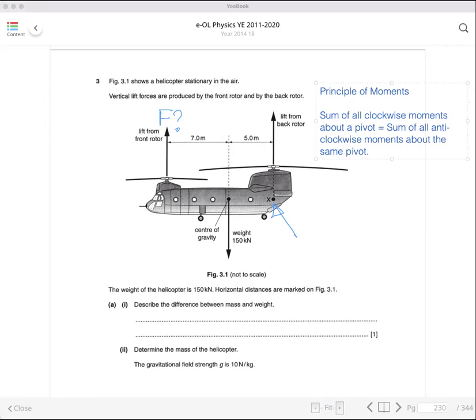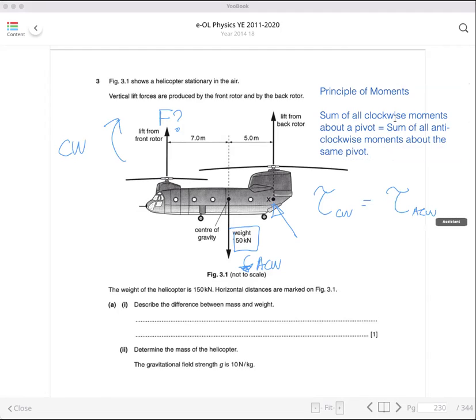So this weight alone, on the pivot X, creates an anti-clockwise moment. Understand? And then the F about the pivot. Just imagine you have a force pushing up, and the pivot is here. The pivot doesn't move. So just based on the F alone, the whole helicopter will actually turn clockwise. So the F will produce a clockwise moment. Clear so far?